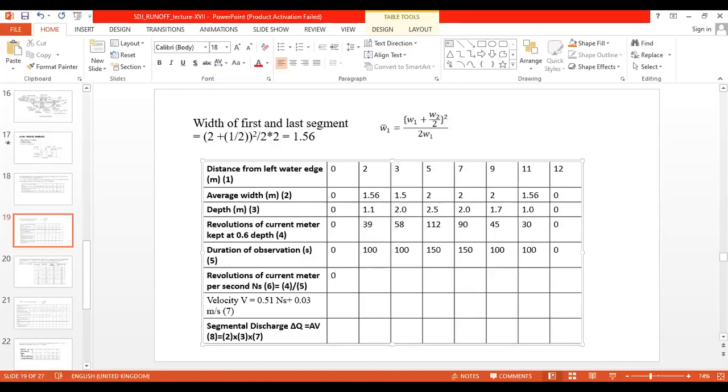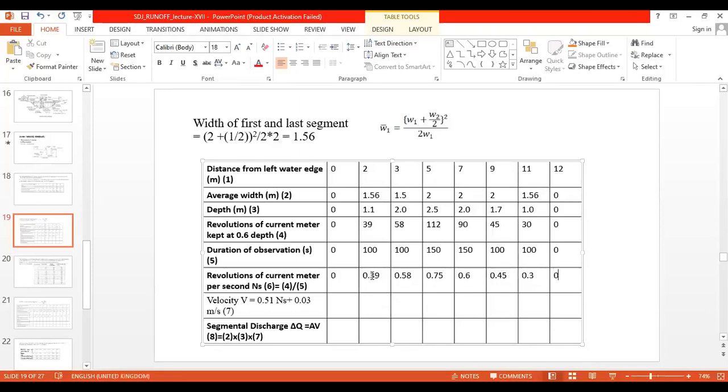So first will be 0, quickly change the revolutions. Then next one 39 by 100, that is 0.39. Next one will be 58 by 100, that is 0.58. Then 112 by 150, that is 0.7, we will consider 0.746. Then 90 upon 150, that is 0.6. Then 45 by 100, 0.45. Then 30 by 100, 0.3, and lastly will be 0.